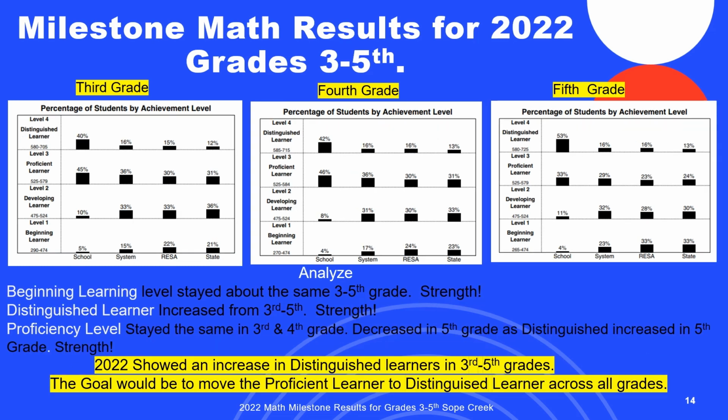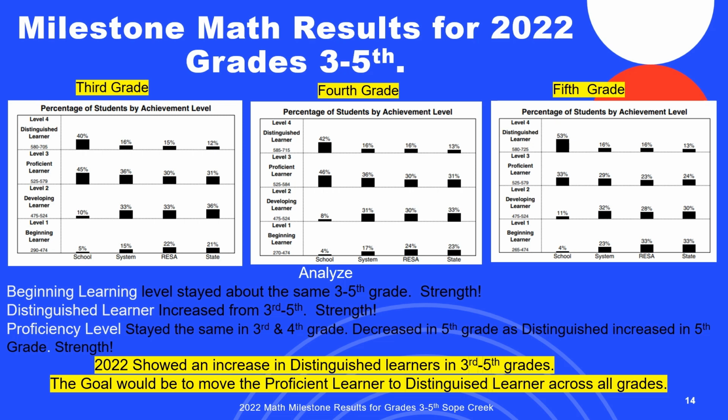And the 2022 milestone math results for 3rd through 5th show the beginning learner levels stayed about the same through 3rd through 5th grade, which was a strength. The distinguished learner increased from 3rd through 5th, which was also a strength. The proficiency level stayed the same in 3rd and 4th grade, decreasing in 5th grade as distinguished increased in 5th grade, which was a strength.